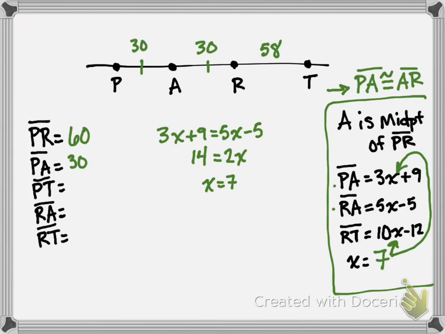Got a little bit longer line here. Now PT is 30 plus 30 plus 58. So 60 plus 58 is going to be 118. RA is also 30. Okay, didn't know if I had an AR in there, just RA. Okay, and RT is 58. And that is how we solve one like that.